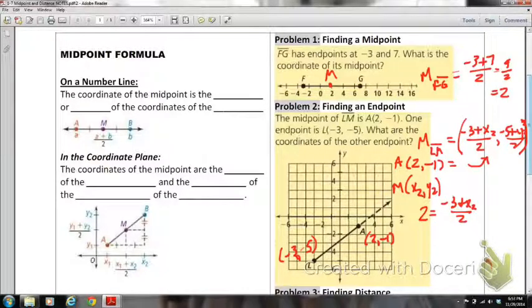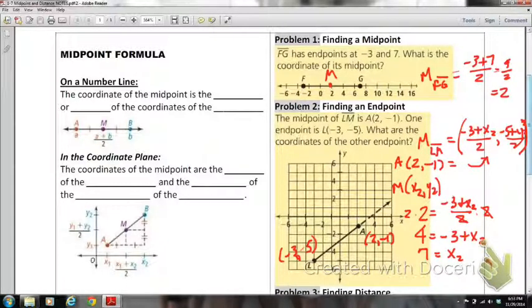To solve for this, you're going to have to multiply both sides by 2 to get rid of the fraction. Times 2, times 2. Get rid of your 2 over there. So 4 on the right side. It's -3 plus x sub 2. And then you're going to add the 3 to both sides to solve for x sub 2, and x sub 2 is 7. So the x coordinate of the endpoint that you want is 7.